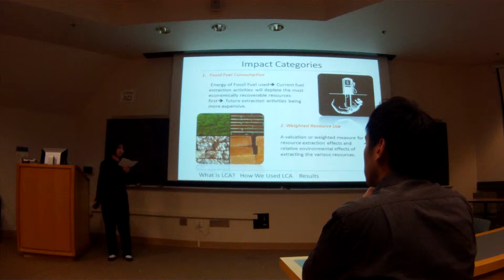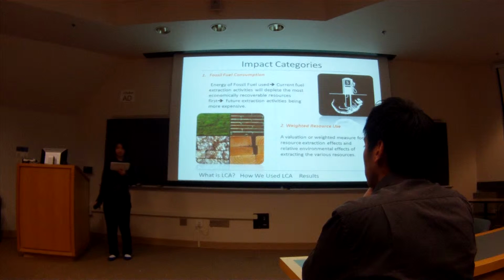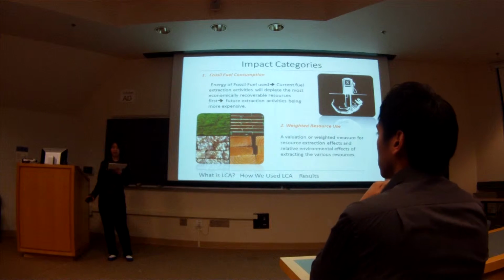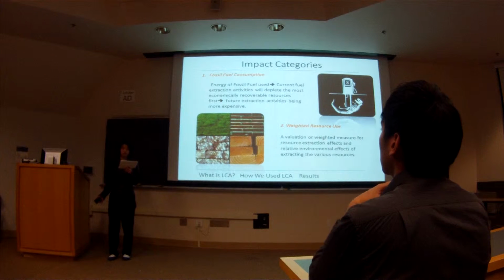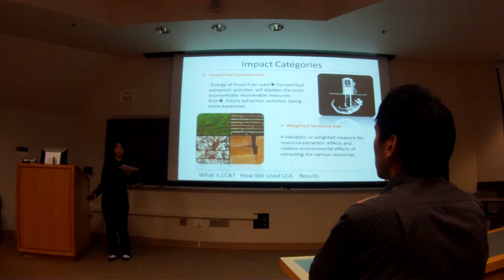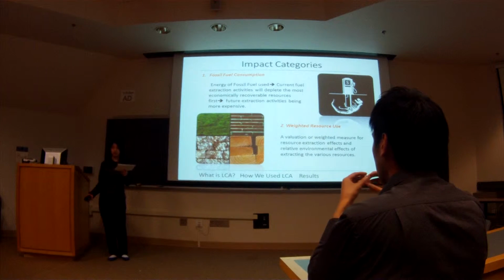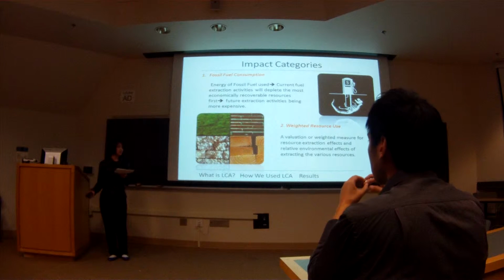Secondly, the second impact category we have is the weighted resource use. Weighted resource use is a weighted measure or a relative environmental impact from resource extraction. So for example, this could be machinery emissions from the extraction stage, which would deplete our available resources.